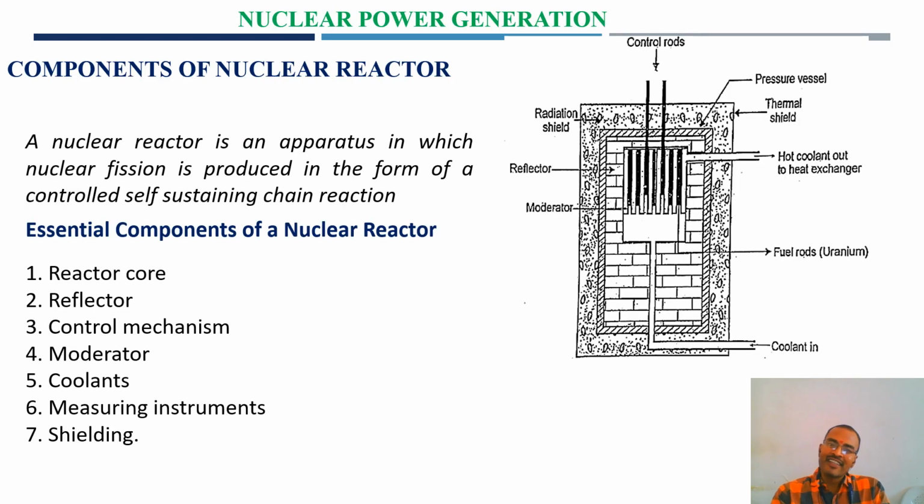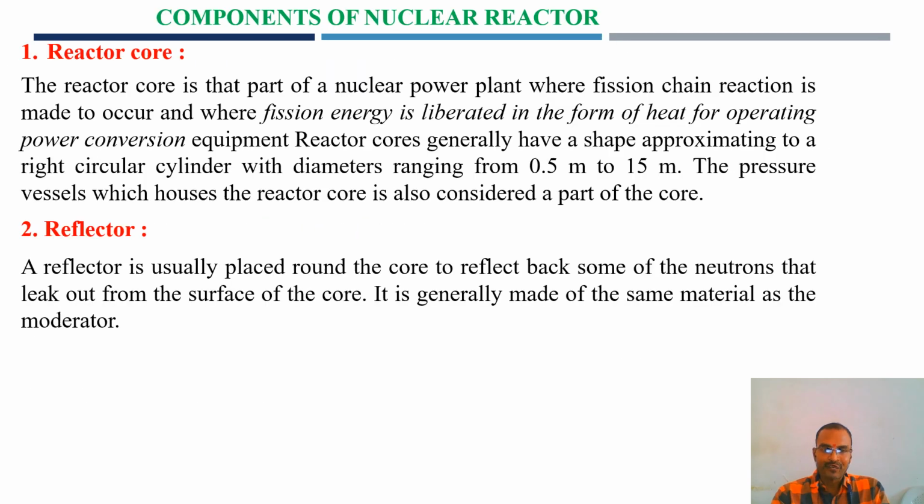Now we can see the components of nuclear reactor. Nuclear reactor is an apparatus in which nuclear fission is produced in the form of a controlled, self-sustaining chain reaction. The essential components of a nuclear reactor are reactor core, reflector, control mechanism, moderator, coolants, measuring instrument, shield.